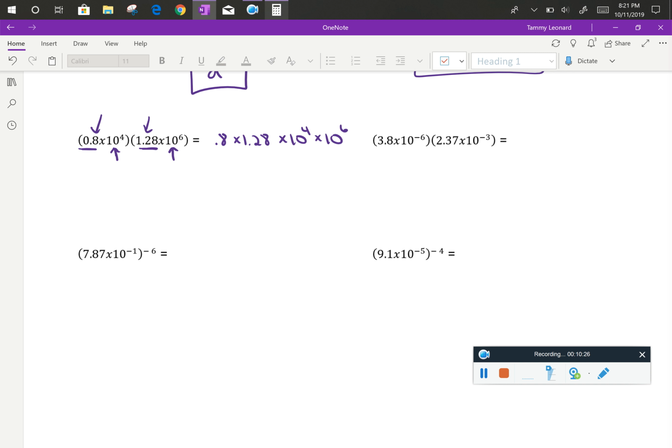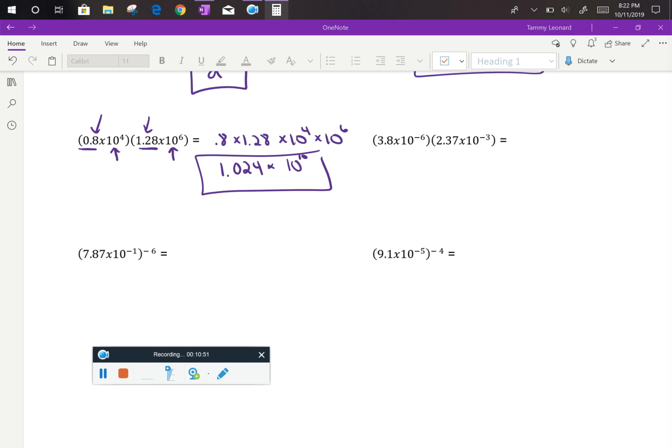We're going to need to use a calculator to do 0.8 times 1.28, which gives us 1.024. Now with the powers of 10, we have 10 to the 4th times 10 to the 6th. We're multiplying with the same base, so we add the exponents to get 10 to the 10th. Since the number is 1.024 and there's already just one digit before the decimal place, our answer is already in scientific notation.